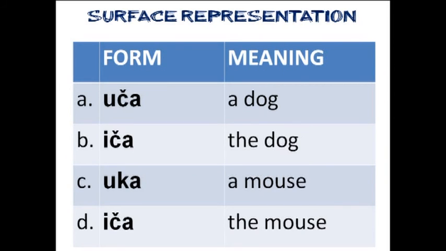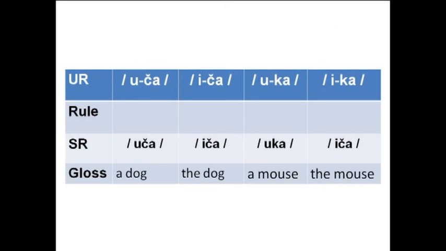The surface representation row is the easiest one because you have been given all this data at the start. So now we have three rows complete: the underlying representation, the surface representation, and the gloss. If you remember, our rule was k becomes ch after e. All we have to do now is to compare the underlying representation with the surface representation, and if we see some differences, it means that the rule has been applied.